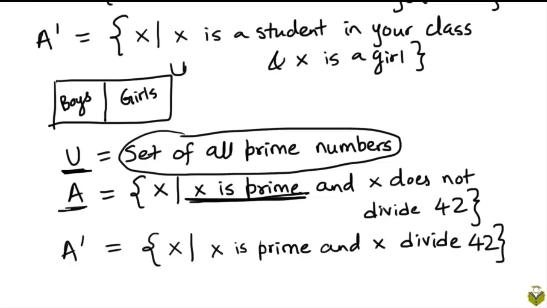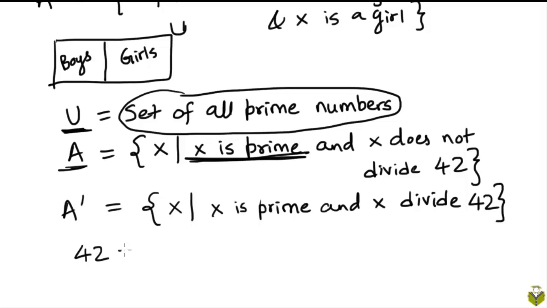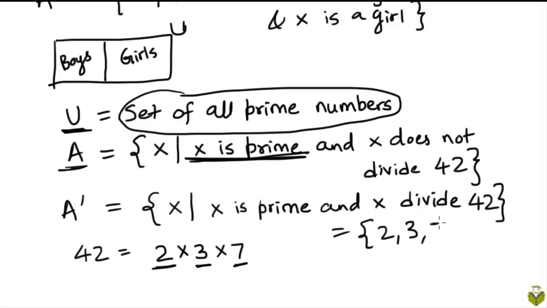So what are the prime factors of 42? 42 can be written as 2 times 3 times 7. So these three are the prime factors. So A would be an infinite set. So the set U is an infinite set because there is an infinite number of prime numbers. A consists of all the prime numbers apart from 2, 3 and 7 because 2, 3 and 7 are the prime numbers which divide 42. So A complement would be the set {2, 3, 7} and A would be the set {5, 11, 13} and so on.